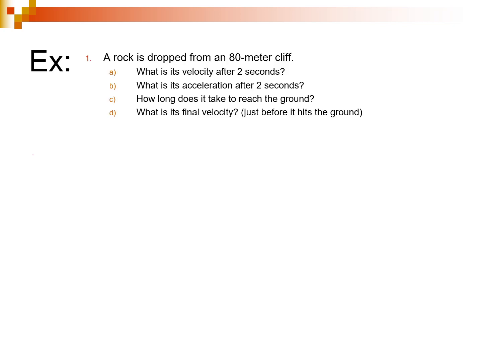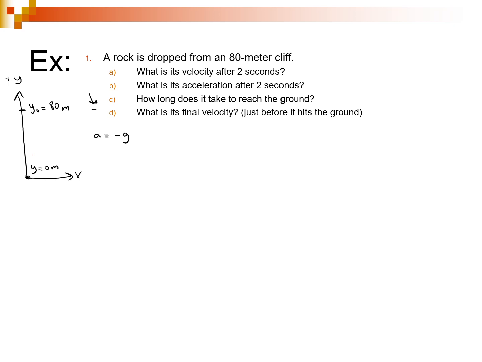Here is our first example problem. A rock is dropped from an 80-meter cliff. What is its velocity after 2 seconds? Let's start by making a list of givens and unknowns, and we can do that by drawing a diagram. So let this be a positive y-axis, this be the x-axis here. So this is our original position, 80 meters, and this is our final position, 0 meters, and our acceleration is negative g because the downward direction is negative here.